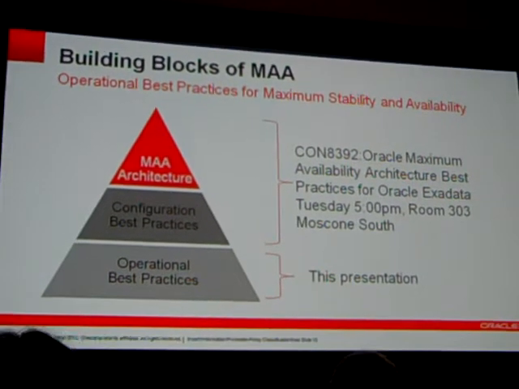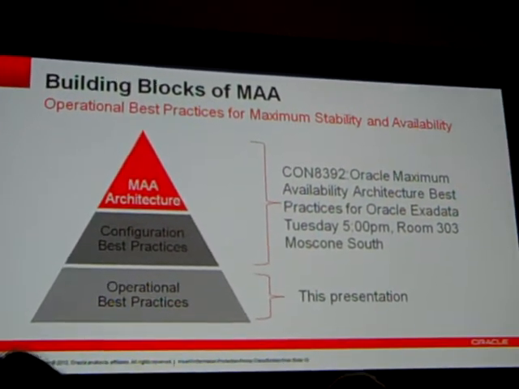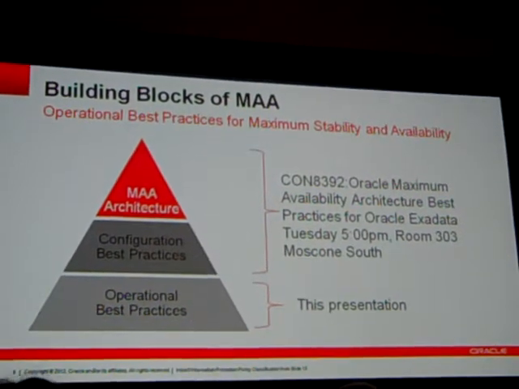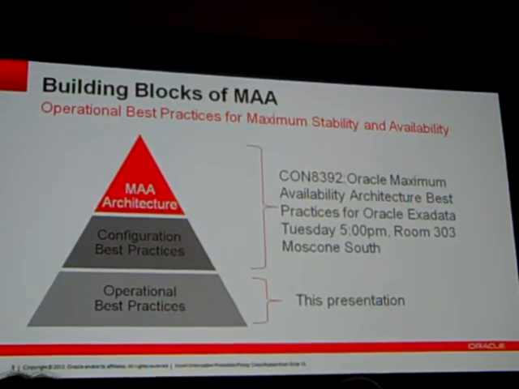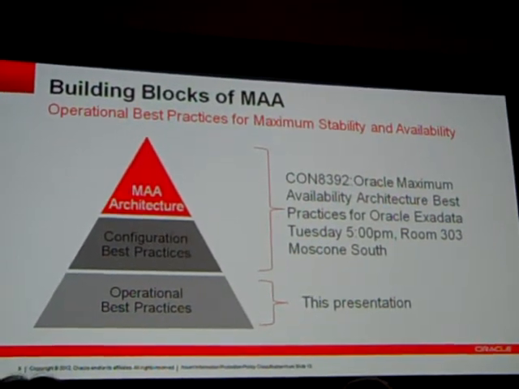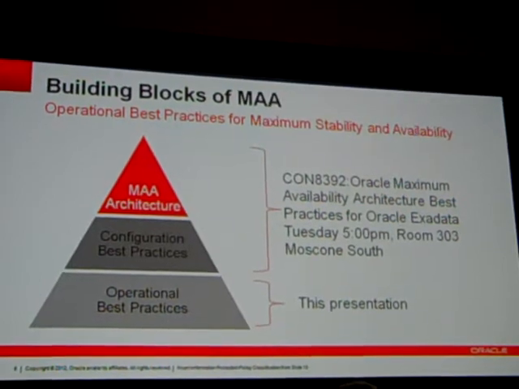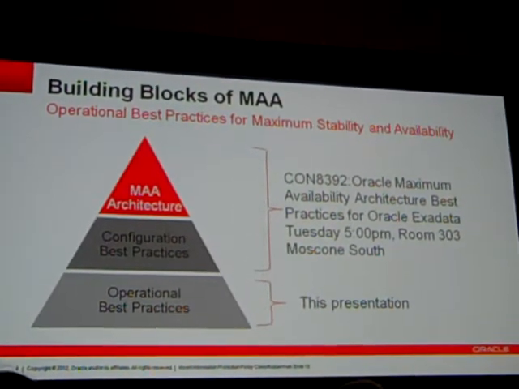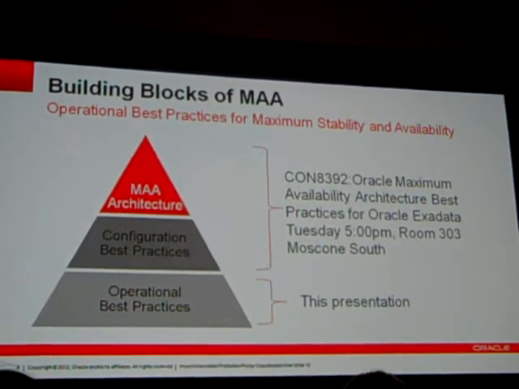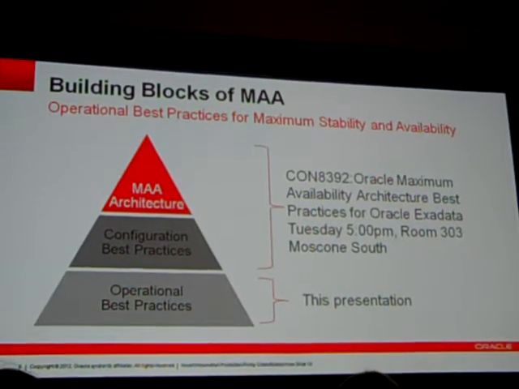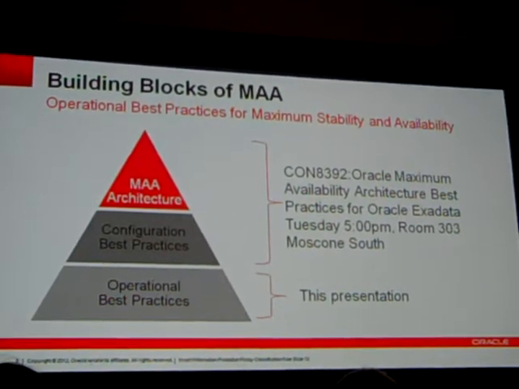We made up this little pyramid, and it's important to me to convey this because you start with your business requirements. What does your business need to achieve your HA requirements? Recovery time objective, recovery point objective, performance requirements. Then you build the architecture that will meet those requirements. Then you put in the configuration best practices of MAA and Exadata to make it run really well and efficiently. That was the topic of yesterday's session that you can download. And what's also key is the operational best practices, to maintain it, administer it, and maximize the stability and availability. That's the topic of today's presentation.